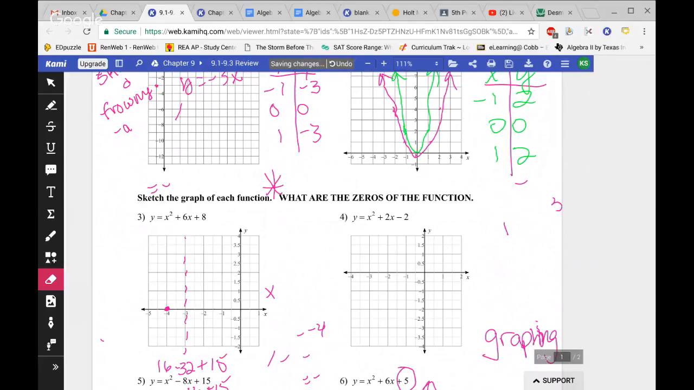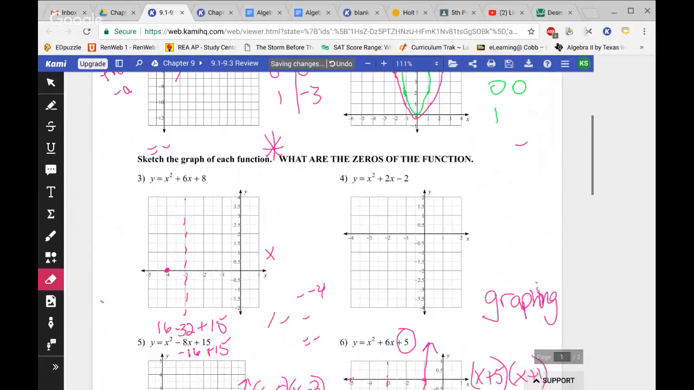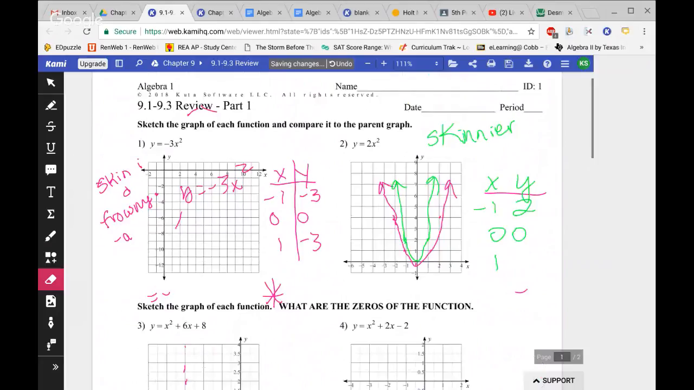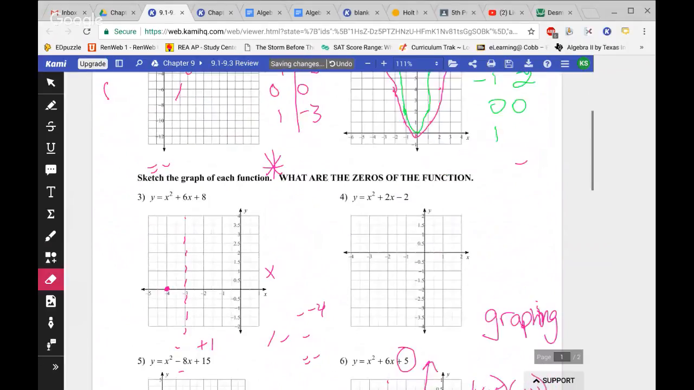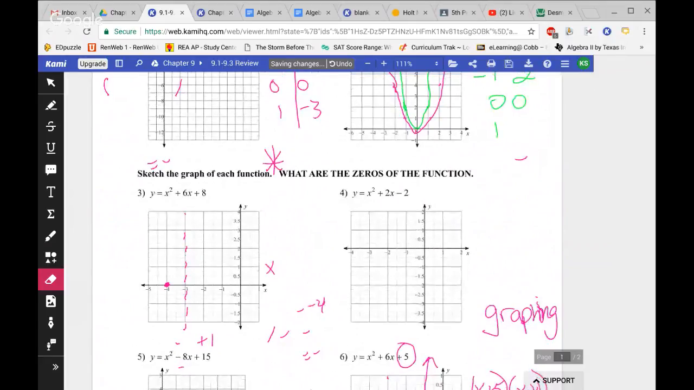The test is going to be a lot more like the review. So going through the review and just knowing how to find the vertex and the axis of symmetry, you should be good. Like for that number, I'm not even going to have you compare it to the parent graph. But this is where you struggle the most.